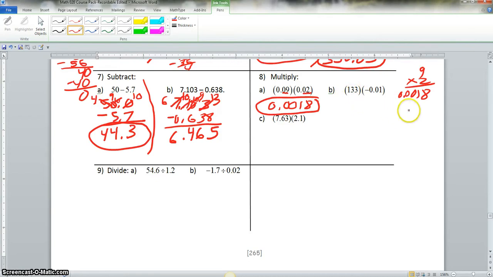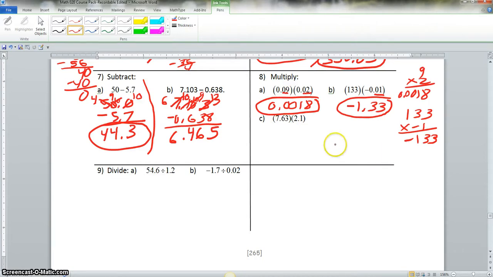Now we take B here. We take 133 times the negative 1, which we know will be a negative 133. Now we count how many digits we have behind the decimal. We have 2. So it'll be a negative 1.33.